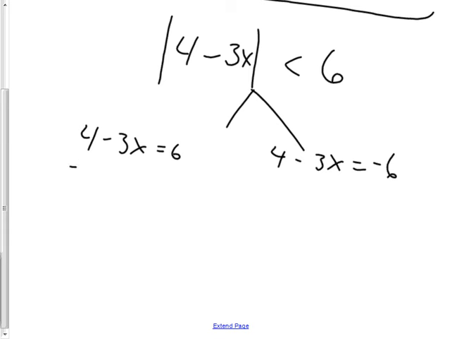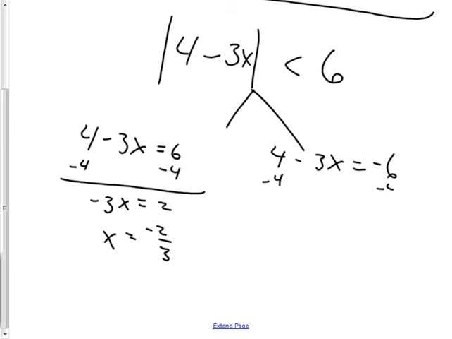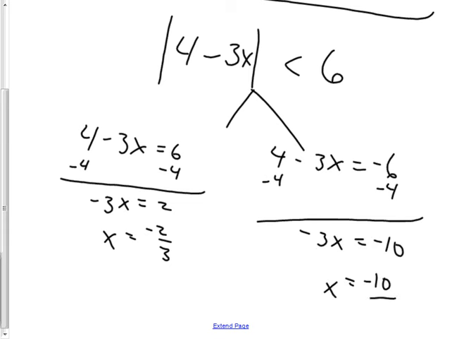All right, so I'm subtracting 4 from both sides, and I get negative 3x equals 2. And then I divide by negative 3. X equals negative 2/3. Over here, I have minus 4, negative 3x equals negative 10. Then you divide by negative 3, and x equals negative 10 over negative 3, which is positive 10/3.